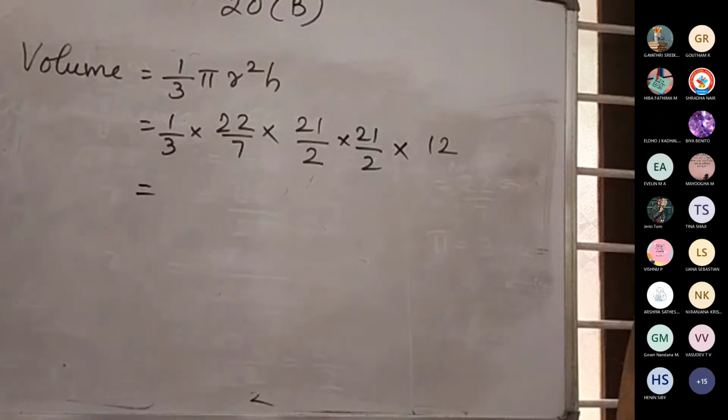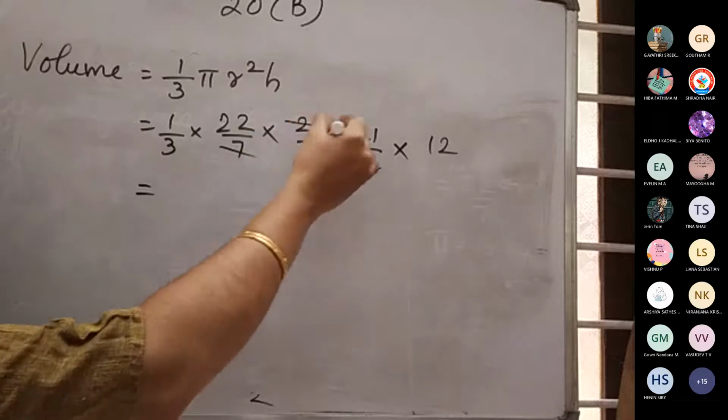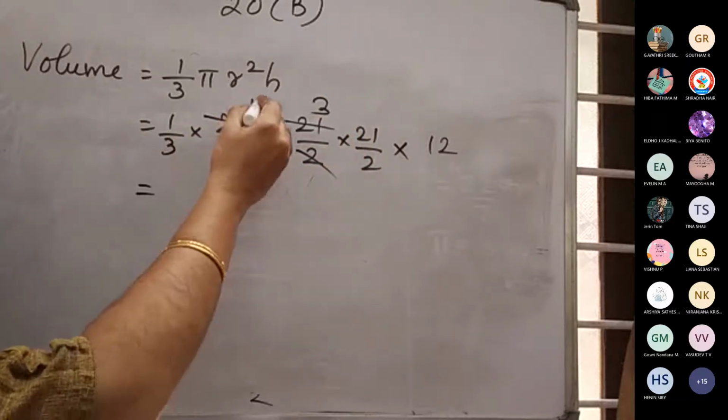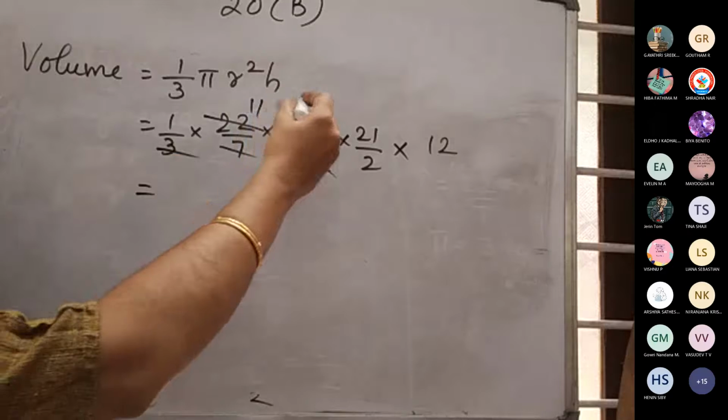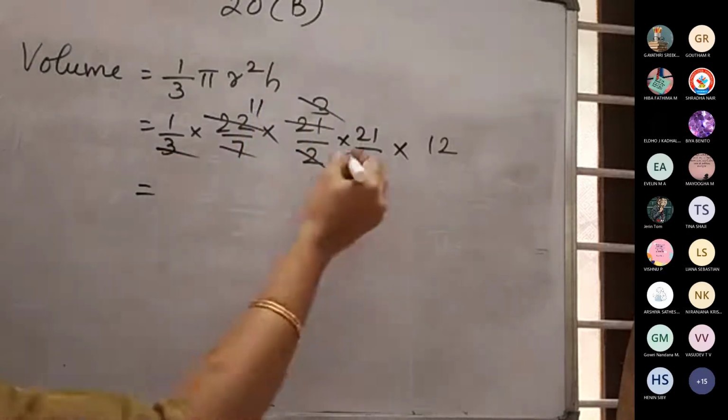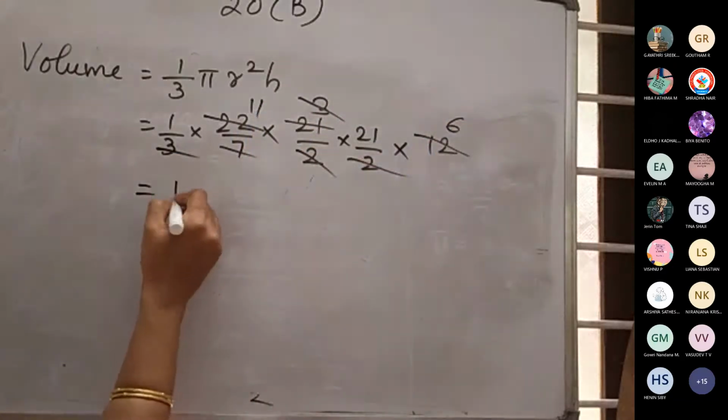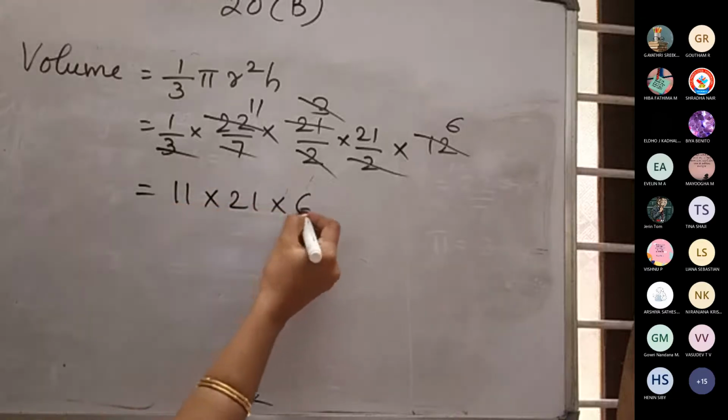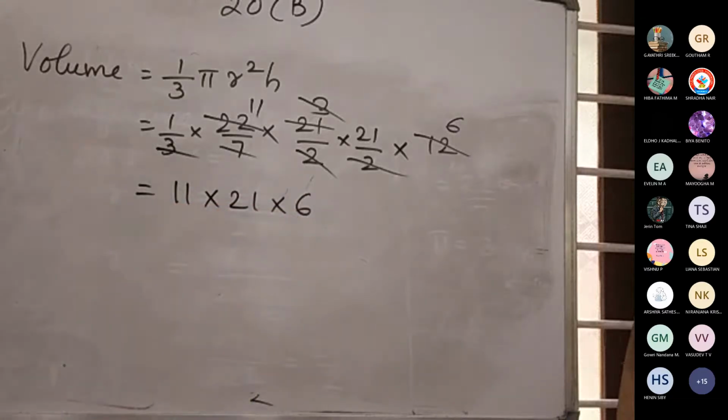Then simplify, answer. Seven threes are 21. Then here 11. Then 3 cancel. Then 2 and 12, 6 times. So balance 11 into 21 into 6, isn't it? So what will be?